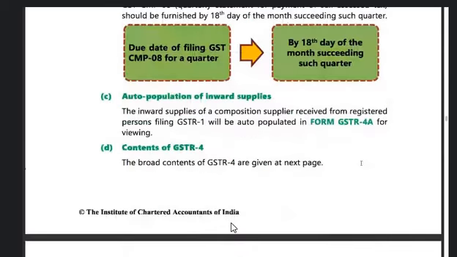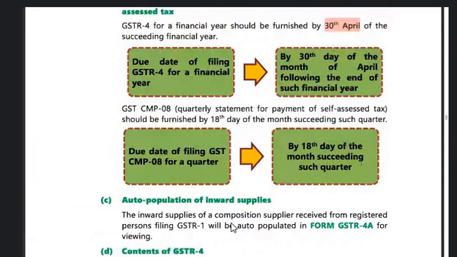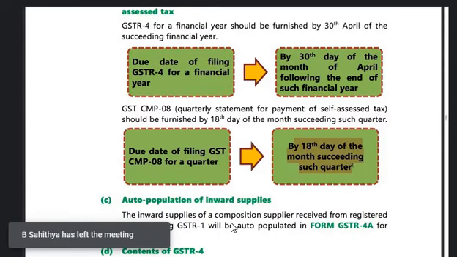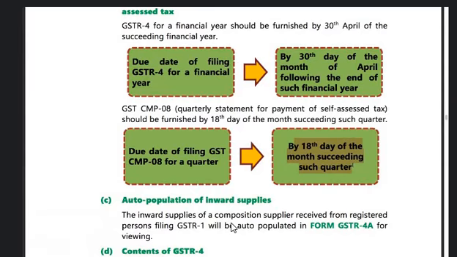And normally for the quarterly, that is the composition dealer, quarterly they have to pay the tax. So every quarter they have to pay the tax by CMP 08 for the quarter by 18th day of the month succeeding the quarter. So every quarter they have to pay the tax.